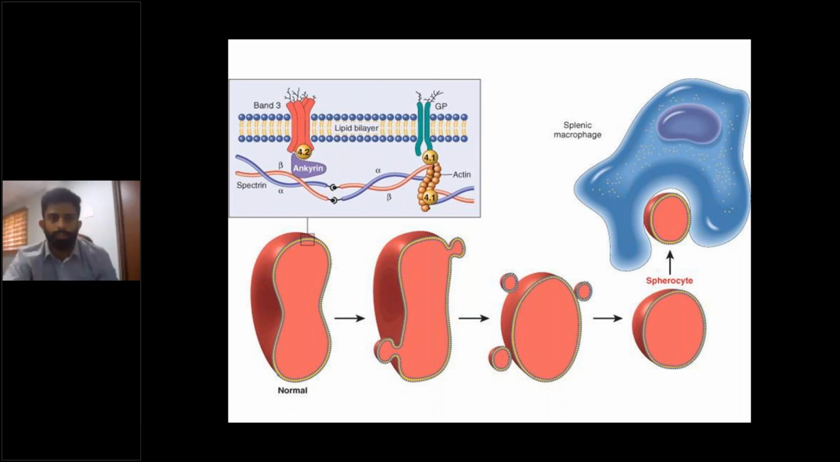And if there's a deficiency of spectrin or actin, it can lead to poikilocyte formation, which will lead to early ingestion by the splenic macrophage. So this is the normal, and this is the abnormal: microvesicle formation, spherocyte, which is ingested by the splenic macrophage.